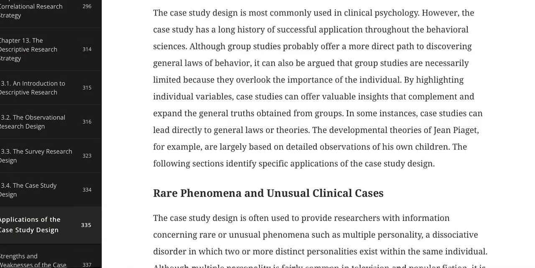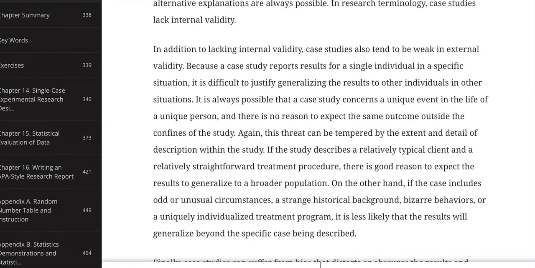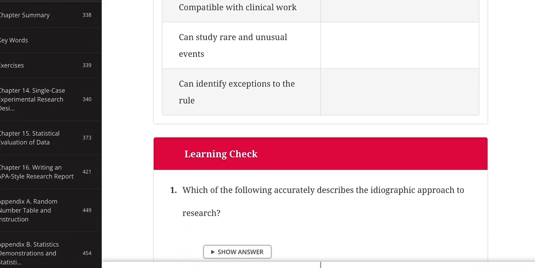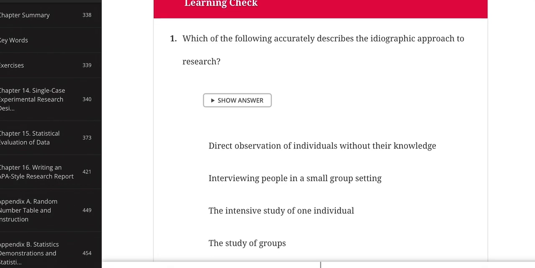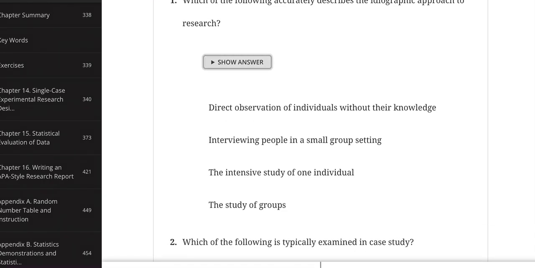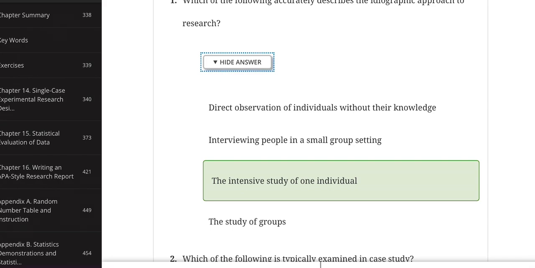Okay, and so let's get to the learning check. Again, here's the table we were just looking at, table 13.3, and here's our learning check. Which of the following accurately describes the idiographic approach to research? Remember that idiographic is the individual part, not the group. So it's the intense study of one individual.